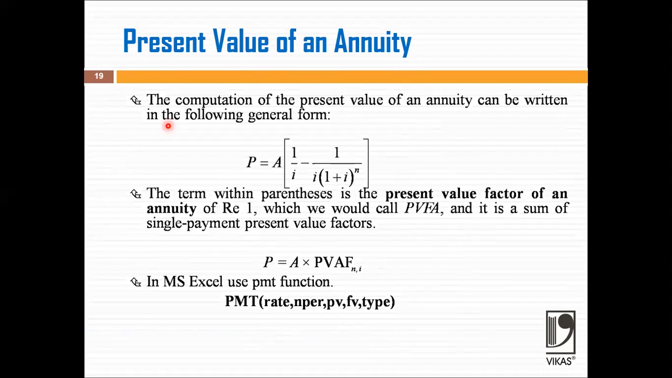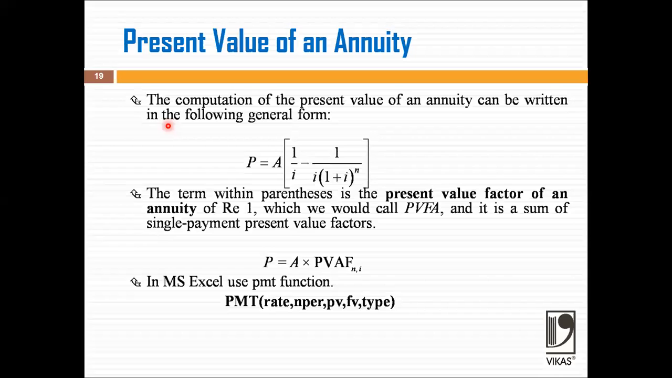Right. Now we will find the present value of an annuity. As I told you earlier, an annuity is the same amount of money deposited at the same interval of time. Earlier we calculated the future value of that annuity. Now we will study the present value of such an annuity. The computation of the present value of an annuity can be written in the following general formula.